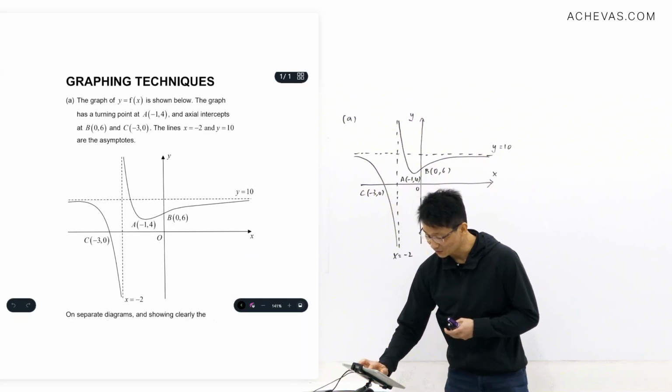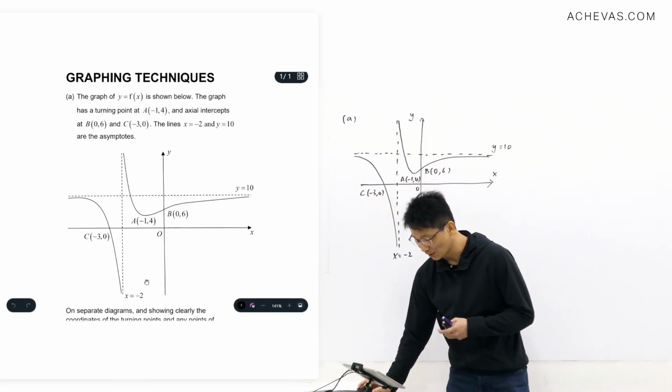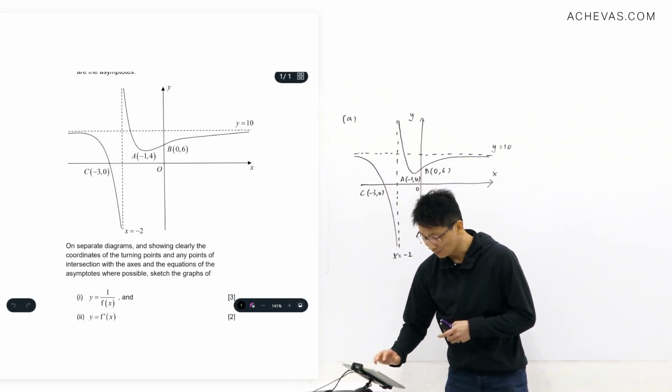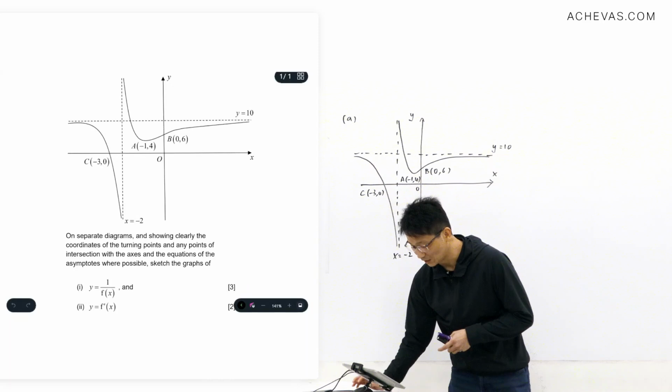So the line x equal to -2 is the vertical asymptote and y equal to 10 is the horizontal asymptote. So the objective of this part of the question is to draw the graph of 1 over f(x), which is the reciprocal graph.